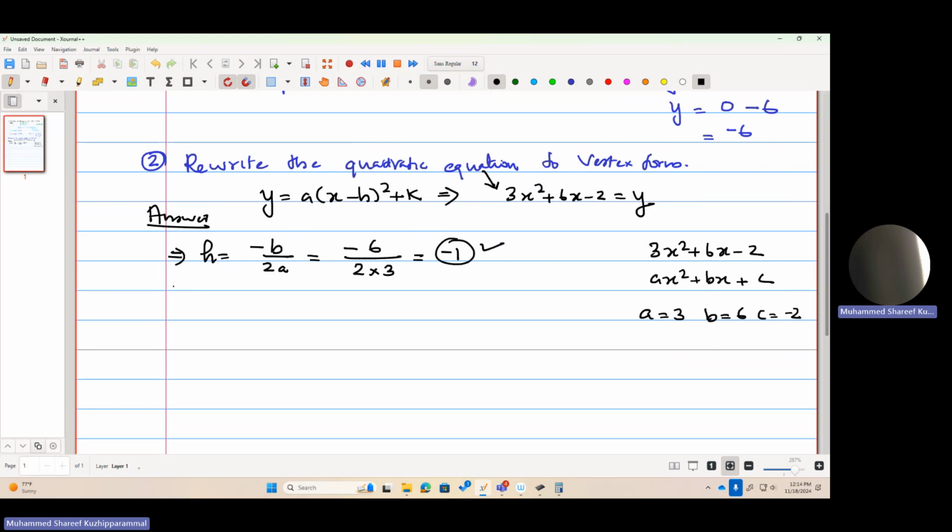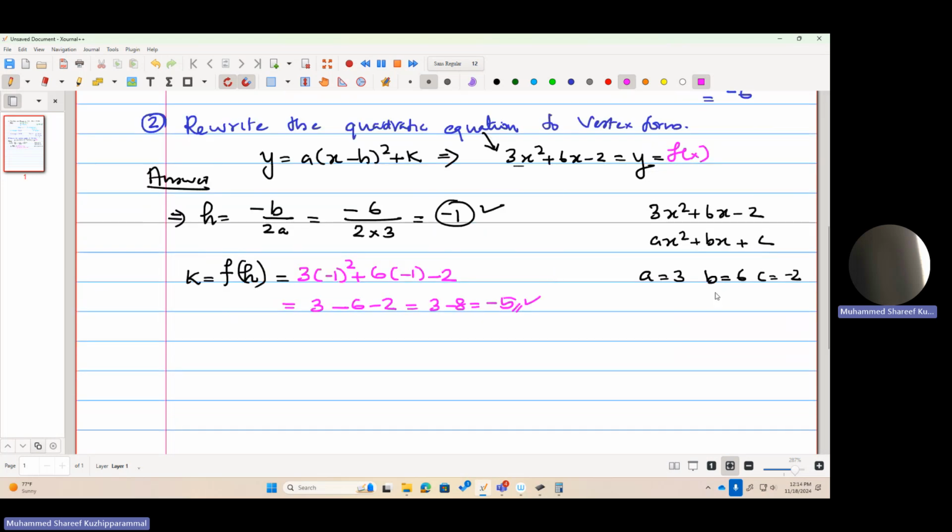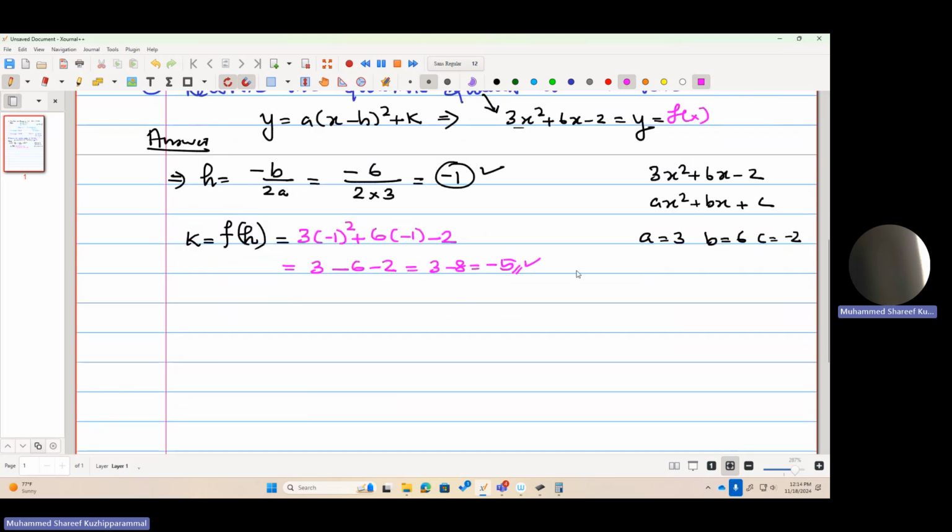Now what is your k? To find k, you have to put this value h in the function. What is the function? This is your function f(x) here. So 3 times (-1)^2 + 6 times (-1) - 2. 3 - 6 - 2, that is 3 - 8, which is equal to -5. You are getting k. You are getting h. h is how much? -1. k is how much? -5.